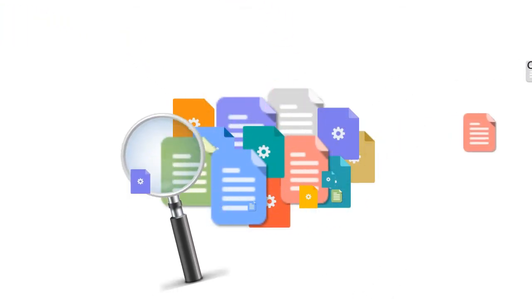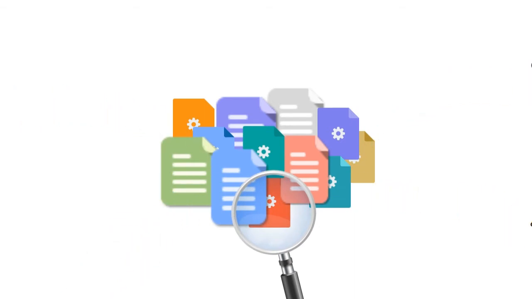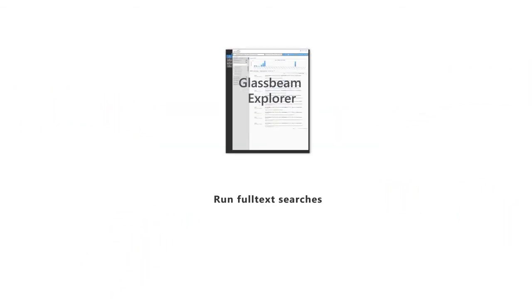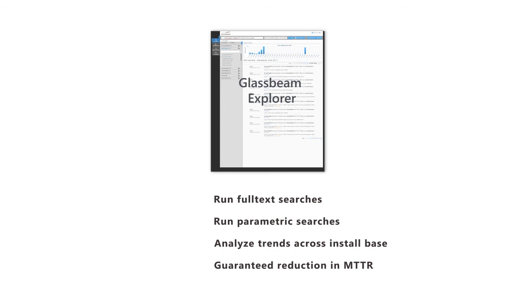Glassbeam offers a tool purpose-built to find that needle in the haystack. It's called Glassbeam Explorer. It allows the user to run full text or parametric search on data accumulated across the entire install base. Let's explore a real-life use case that helps understand how Glassbeam Explorer can speed up your mean time to resolution, or MTTR.